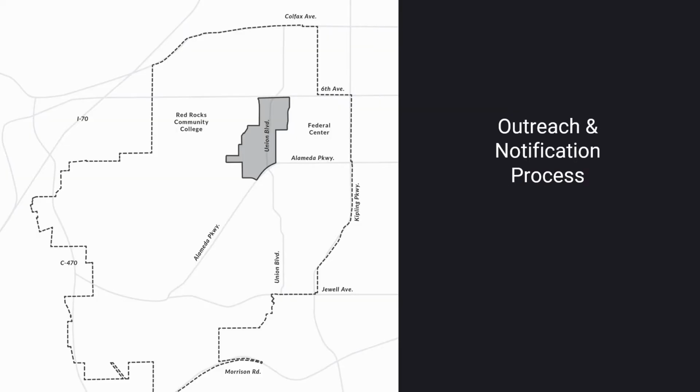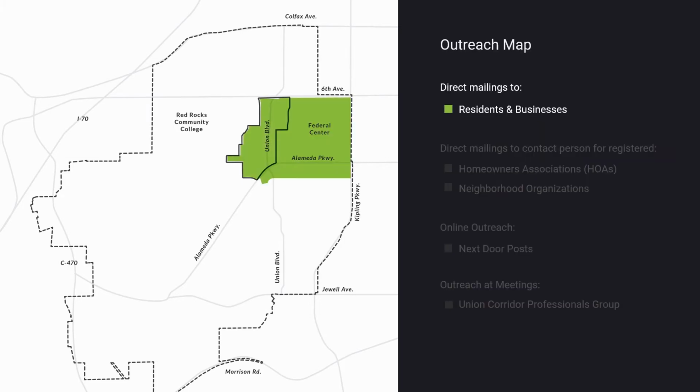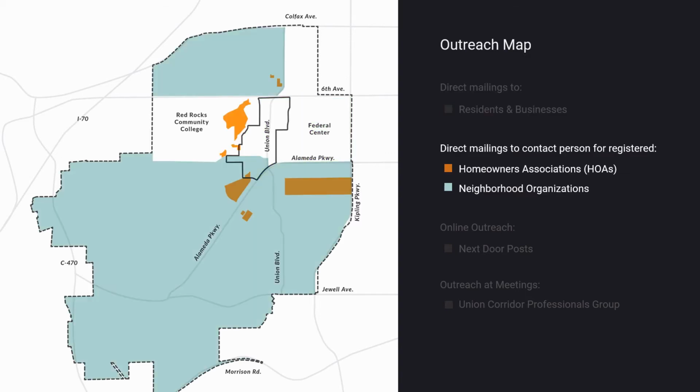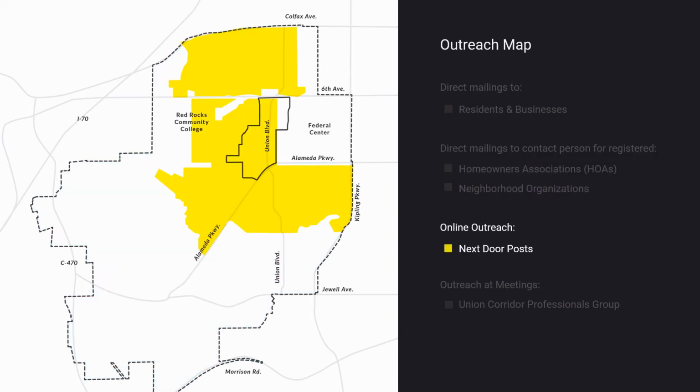Here are a series of maps showing how the community was notified about the vision plan process and the 5 community meetings. 2 postcards were mailed to more than 2,000 residents and business owners within the planning area boundary. The same 2 postcards were also mailed to the contact persons for the homeowners associations and neighborhood organizations within or adjacent to the planning area boundary. 8 posts on Nextdoor were also made to 20 neighborhoods announcing upcoming meetings. The posts reached approximately 6,500 individuals.